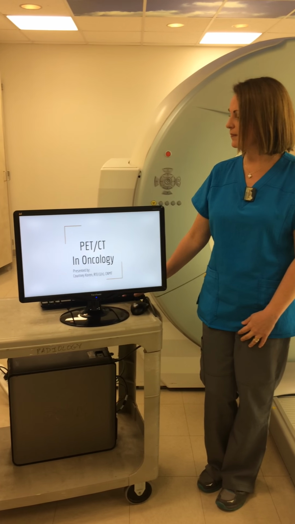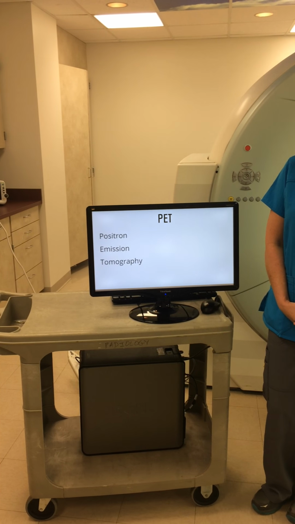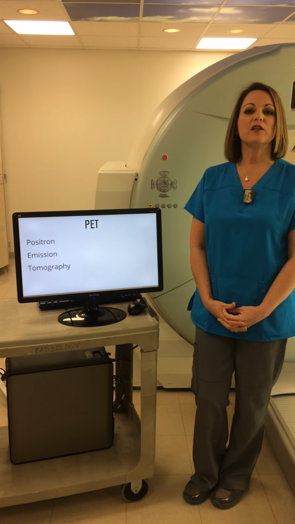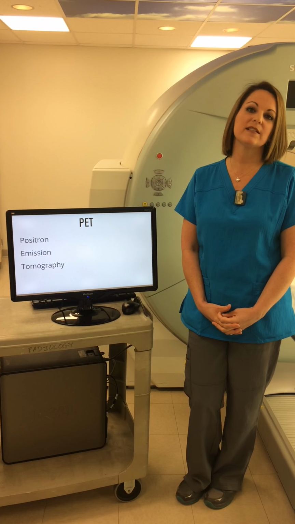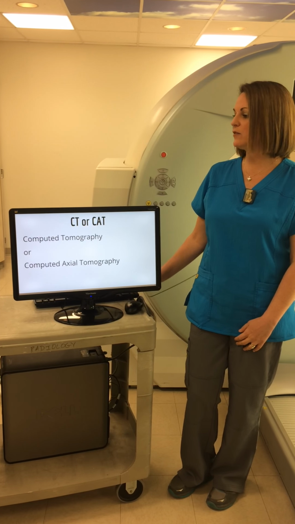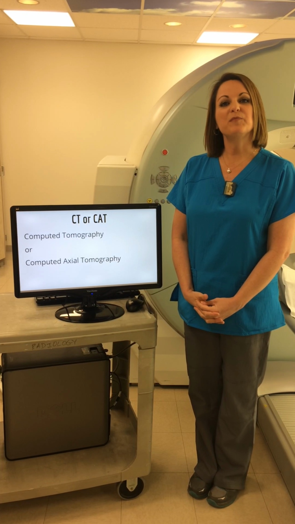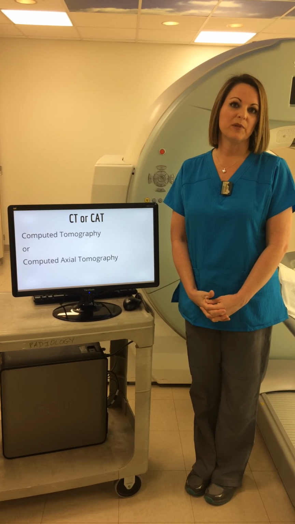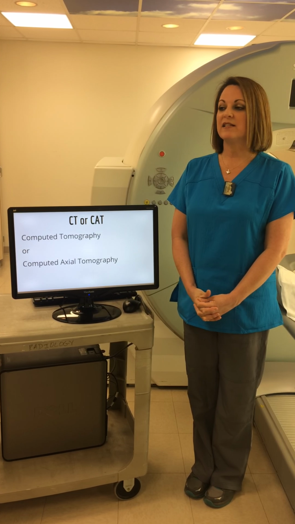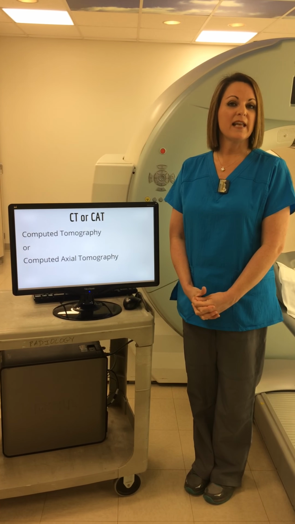Let me start by telling you what PET-CT stands for. PET stands for positron emission tomography. This is a type of imaging that uses a radioactive injection to look at cellular metabolism. CT, or CAT scan, stands for computed tomography or computed axial tomography. These mean the same thing and they're used interchangeably. A CT scan is a test that uses X-rays to look at the structure of the body and the anatomy of the body.